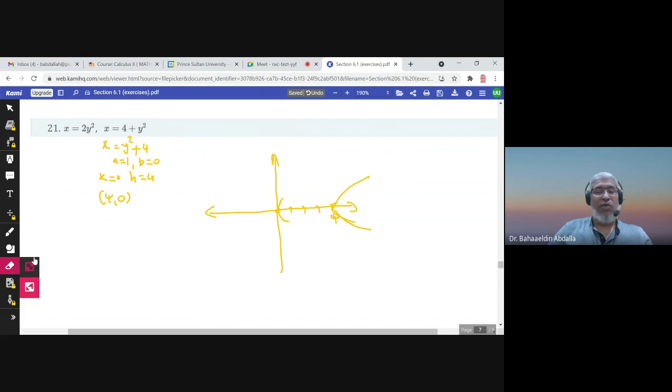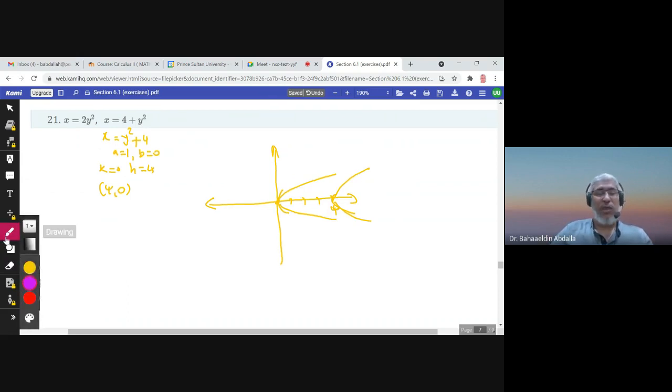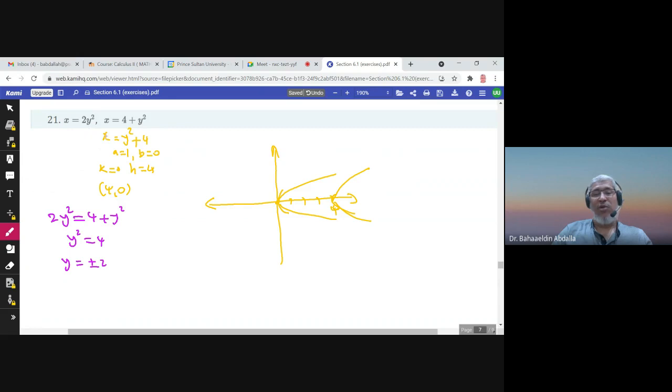So there are two parabolas. They will meet somewhere. So let us find their intersection points. 2y squared equals 4 plus y squared. So 2y squared minus y squared is y squared equals 4. So y would be plus or minus 2. Okay, so is there something wrong? Both parabolas open to the right, so they should meet. 2y squared minus y squared, y plus or minus 2, nothing wrong. They will meet here and here.